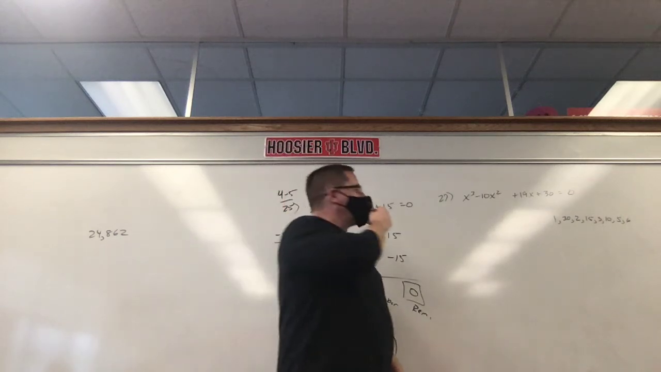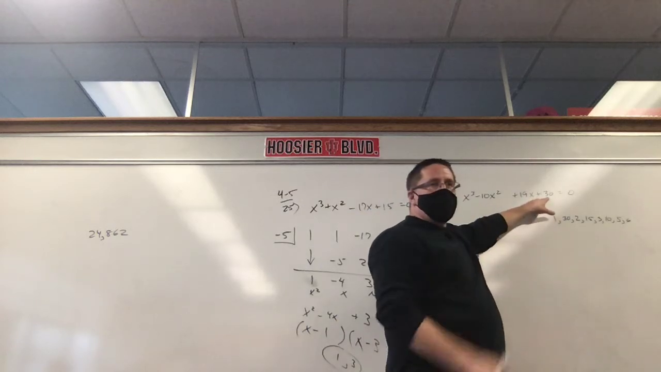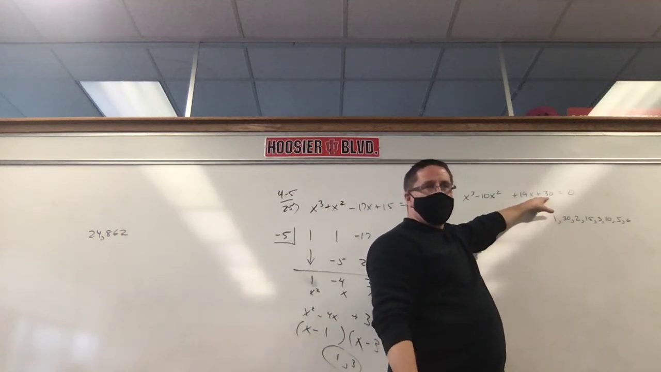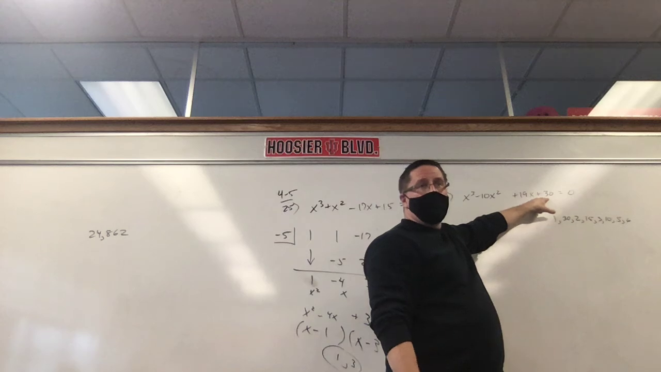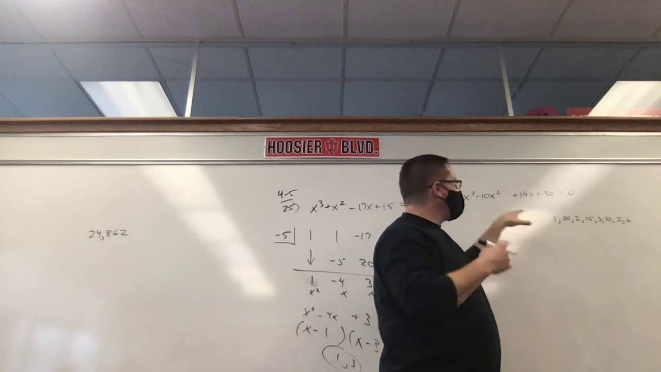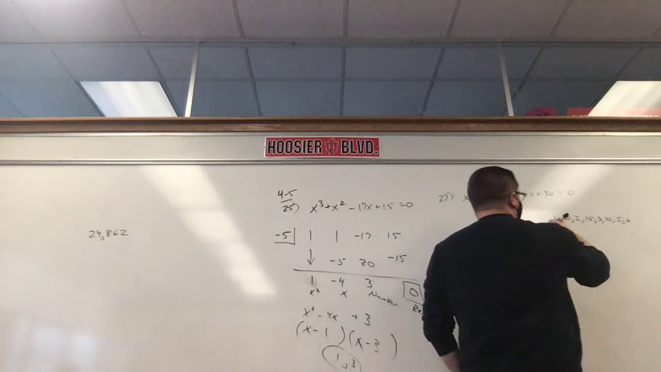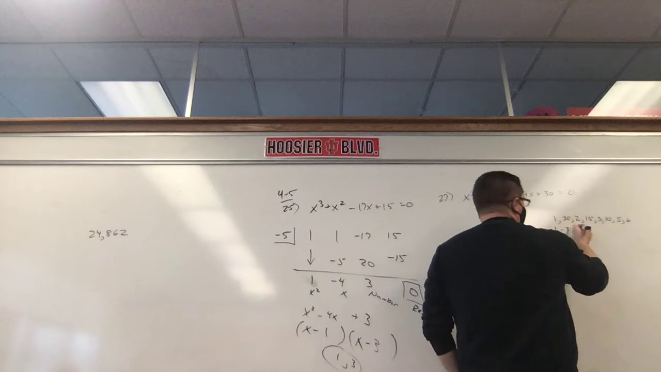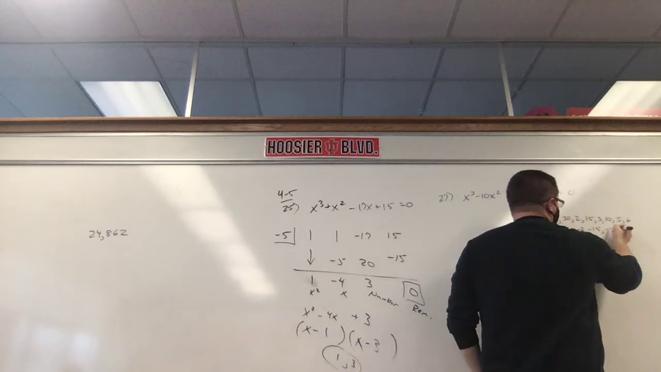And it's kind of weird here because, for example, is 5 a factor of 30? Yeah, it goes in 6 times. Negative 5 is also a factor of 30. How many times does negative 5 go into 30? Negative 6 times, okay? So you've got to remember all the negatives. So it's 1, it's also negative 1, negative 30, negative 2. You don't need to write this down.